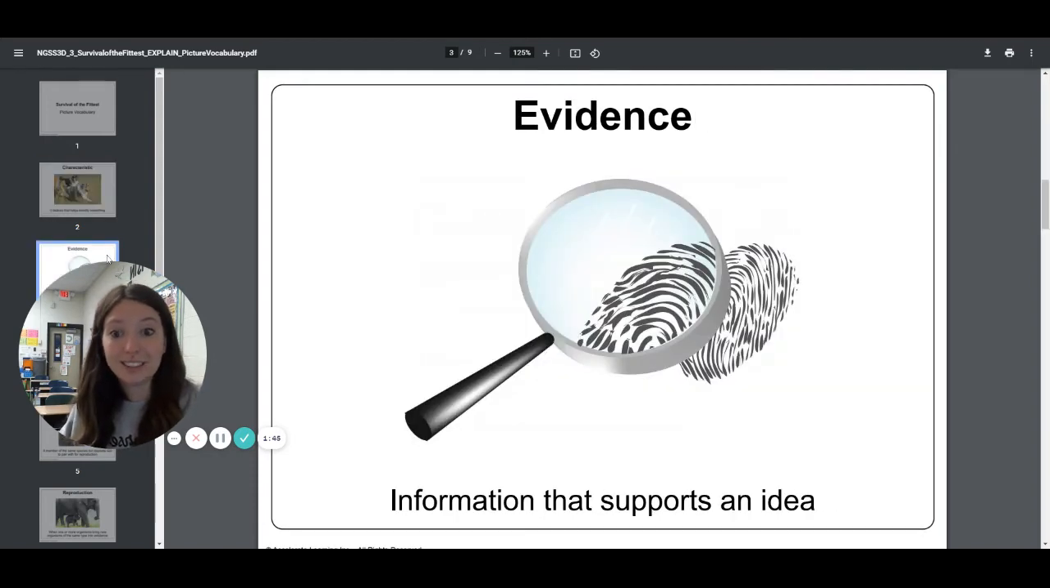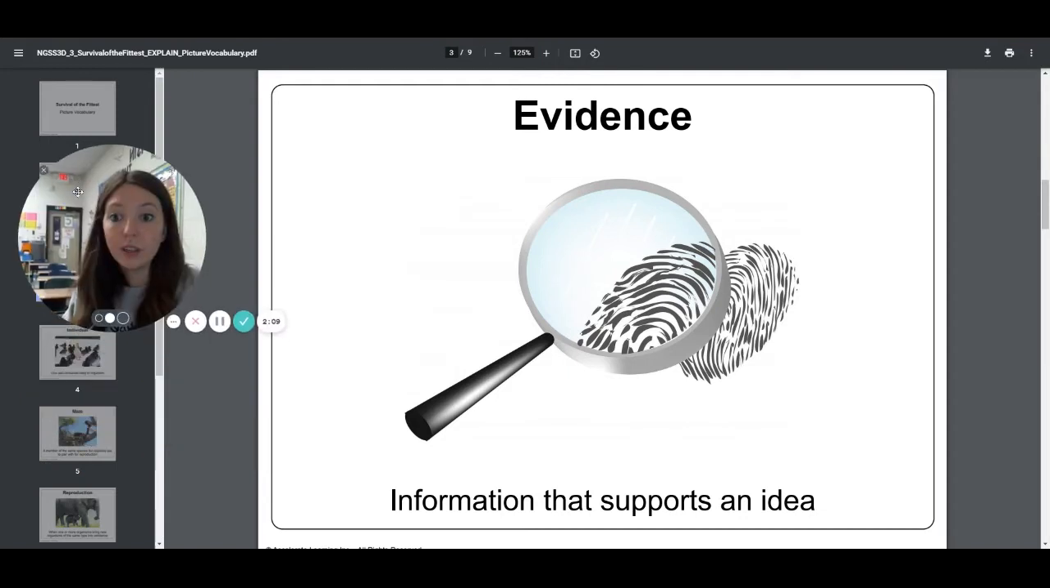Next word is evidence. Get out your hand lens. Search for some clues. Evidence. Evidence is information that supports an idea. So when we talk about evidence for survival of the fittest, an example could be one piece of evidence for why a cactus survives so long is because of its long thorns. It helps protect it from animals who would try to eat it.